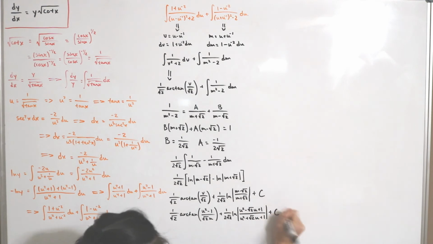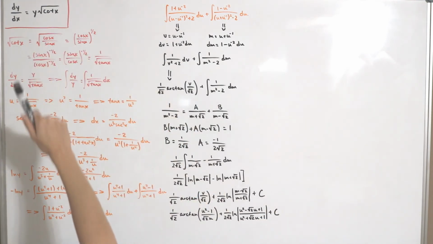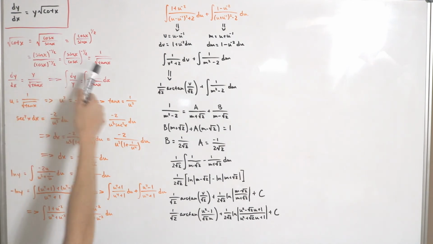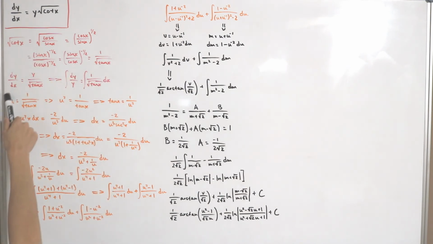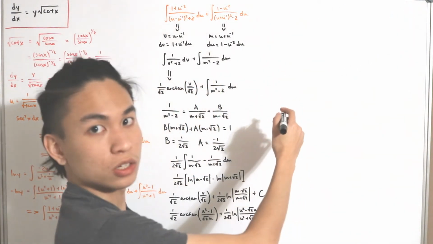Okay, and then plus c. And now from here, we can just substitute everything back for u, which we said u was equal to 1 over the square root of tangent x, but we rewrote that, and it's actually equal to the square root of cotangent x. So I'll replace everything back into there.